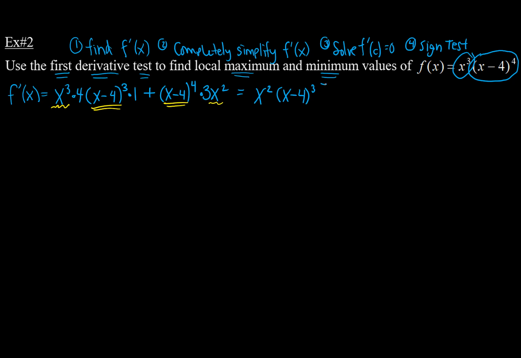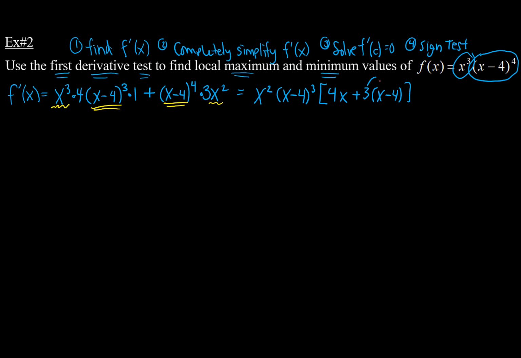What I'm going to have left on the inside here is 1 power of x, 4 times 1. So I'm going to have 4x here. And my x minus 4 is already taken care of to that third power. I'm going to add to that 3 times x minus 4.